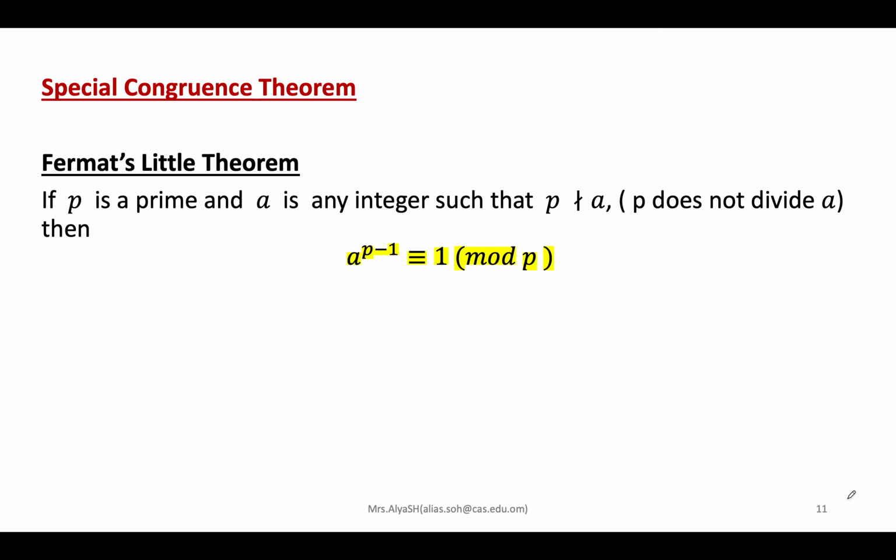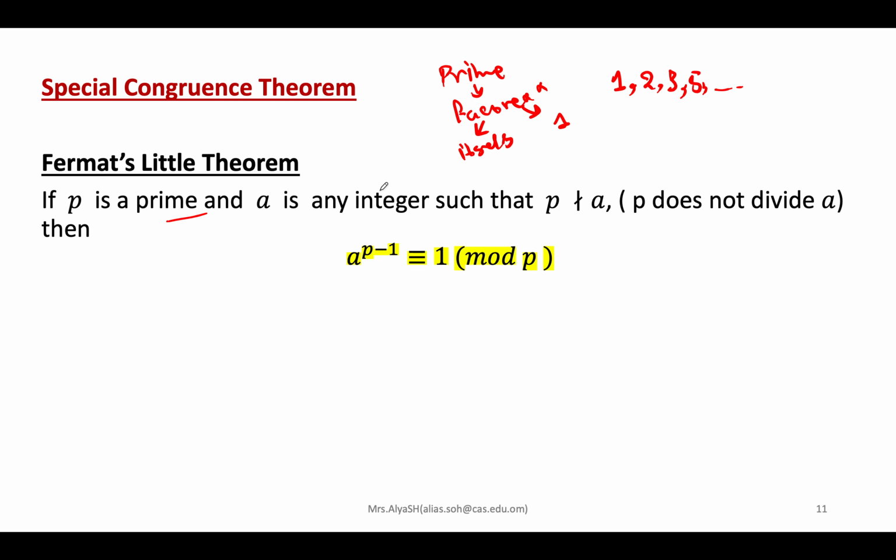All right. Now let's move to special congruence theorems, and the first one is Fermat's little theorem. Now Fermat's little theorem discusses a theorem that can be applied on a prime number, and when I say prime number, I mean that this number does not have factors except itself and 1, something like 1, 2, 3, 5, and so on.